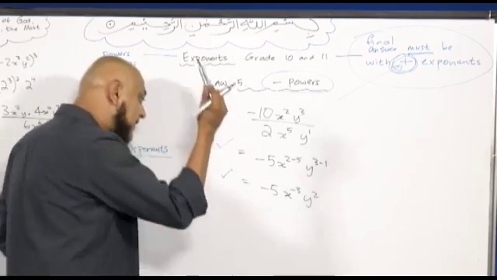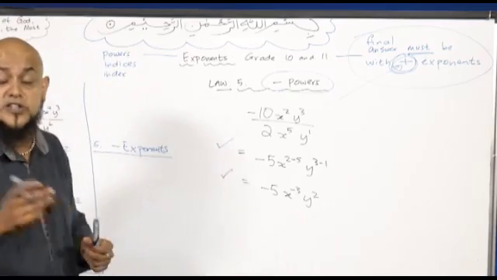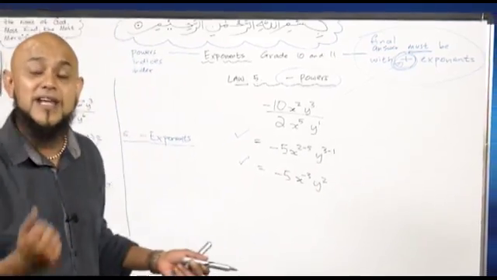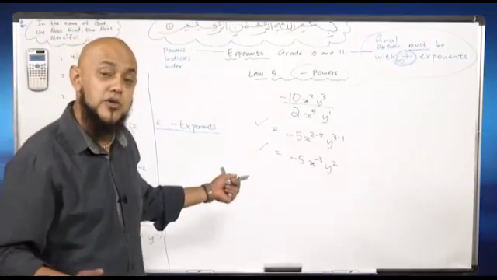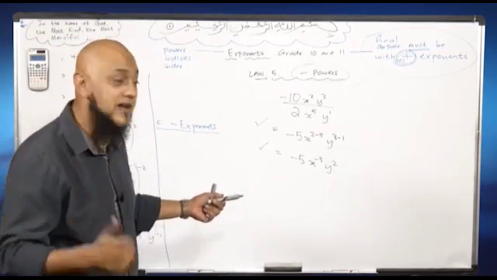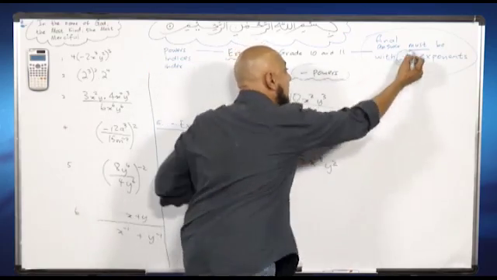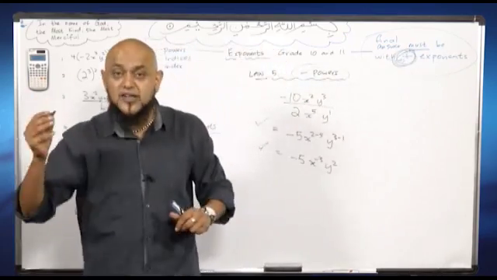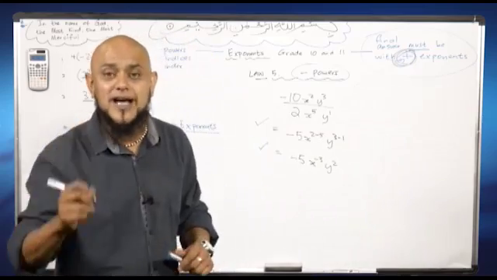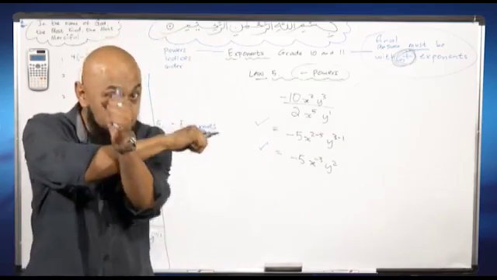That's correct. But if the question was for 3 marks, will I get my full 3 marks? No. How many marks will I get there? Only 2. Why? Because I did not rewrite it with positive exponents. Again, I'm stressing that every time you're dealing with exponents, your final answer must be with positive powers.